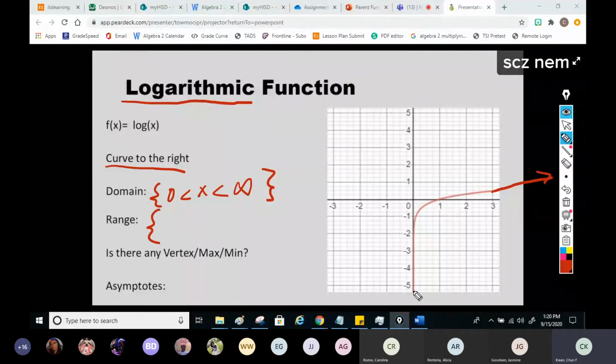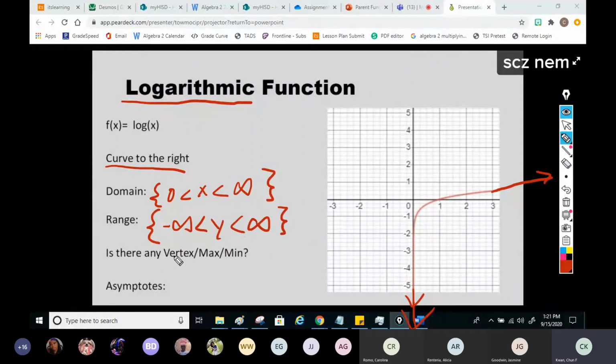And then the range, how high and how low is it going to go? If you look at this graph right here, it will keep going lower and lower and lower. So that means it will go as low as negative infinity, less than y, less than, and then on the right part, it will keep going to the upper right, higher and higher. So you'll have positive infinity.